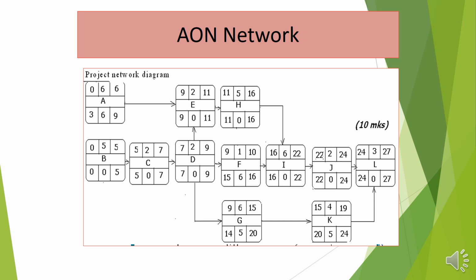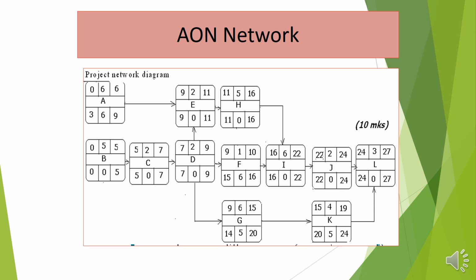It helps us to determine the project completion time and identifies the critical path. When you look at this path, there is one with the longest duration. If you add all the durations on each path, because the paths are A, E, H, I, J, L; B, C, D, E, H, I, J, L; B, C, D, F, I, J, L; B, C, D, G, K, and L. These are the paths. Now, one of them has the longest duration, and you should identify it.